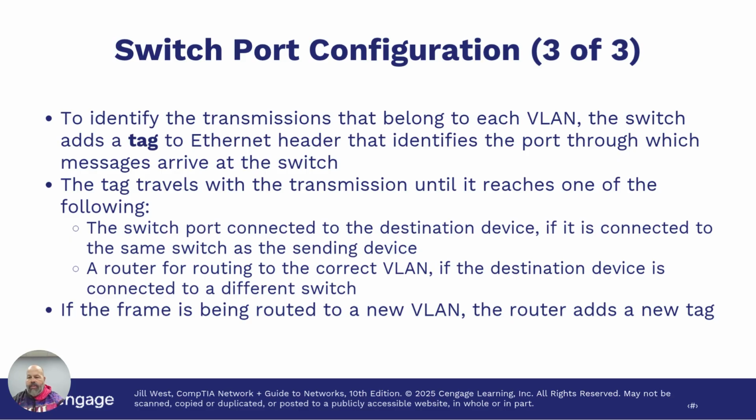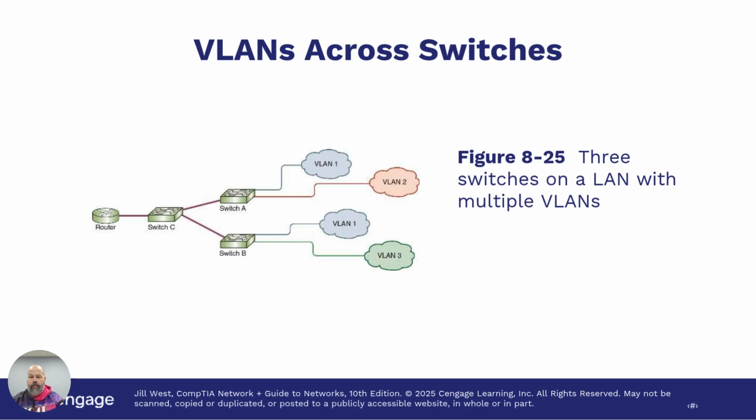It's like putting a luggage tag on your suitcase. The tag travels with the bag until it reaches the final destination. If the frame is being routed to a new VLAN, the router adds a new tag, like your bag getting a new tag when you transfer to a connecting flight. This tagging system is how VLANs maintain separation while sharing physical infrastructure.